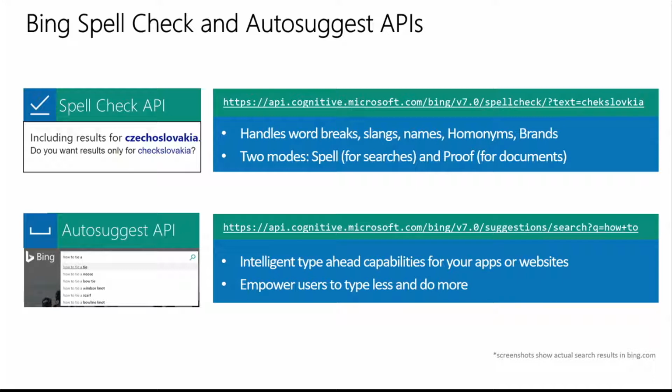I want to go back and give you some examples of how some of the customers are using these APIs. Before that, I want to talk about the spell check and auto suggest capabilities. With spell check, we have two modes you can use. One is the spell mode for searches, and the other is the proof mode for documents.